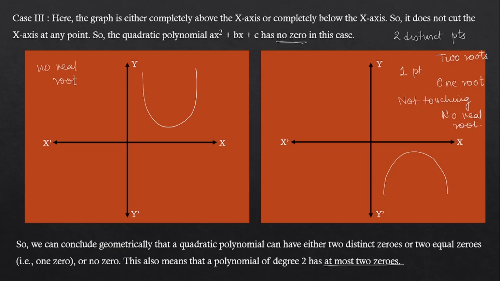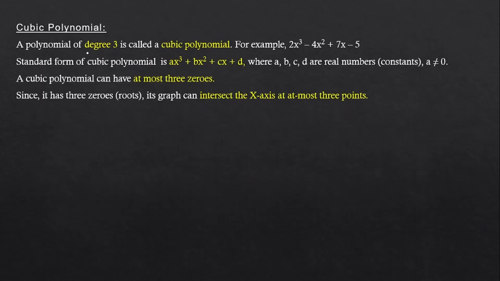So if ever asked how many zeros does a quadratic polynomial have, we do not answer as two zeros. We say a quadratic polynomial can have at most two zeros. I hope this is understood. So by now you have understood what kind of polynomial we'll study next. We'll be doing cubic polynomial.